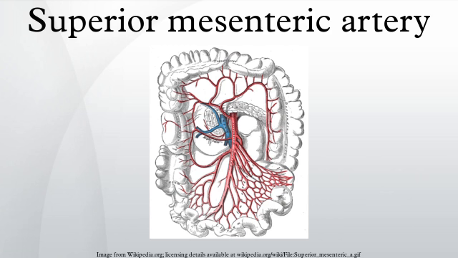The SMA can compress the left renal vein, leading to nutcracker syndrome, and/or the third part of the duodenum, leading to superior mesenteric artery syndrome.